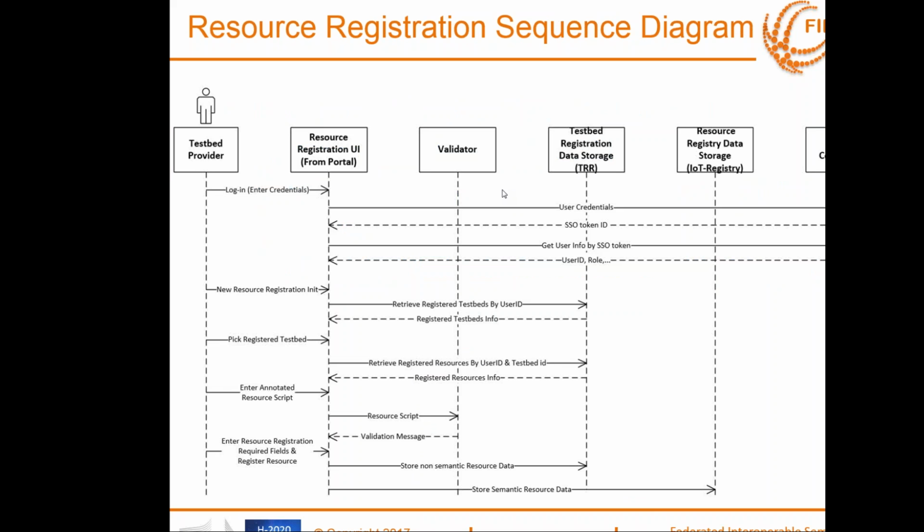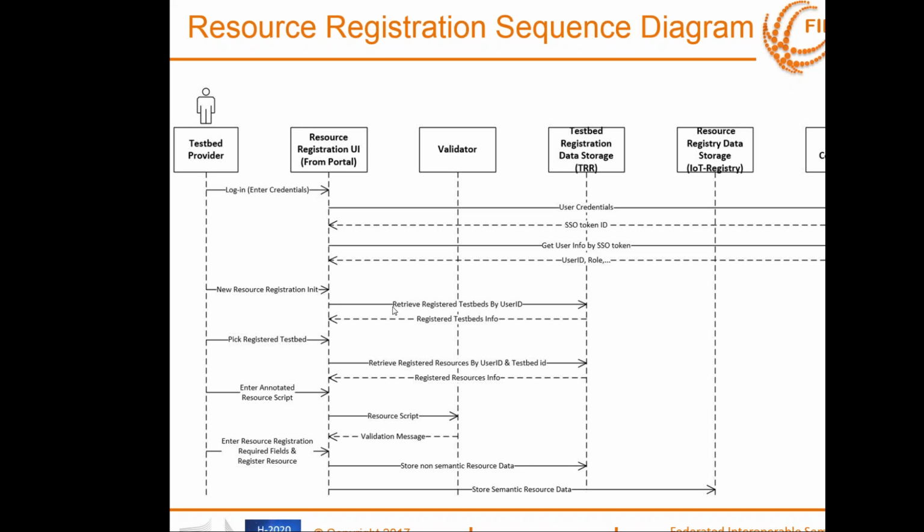So coming to the sequence diagram, I will again skip the first step, which is your authentication and receiving the token ID and the information based on your profile. Then you initialize the resource registration UI from the portal menu in the portal user interface.